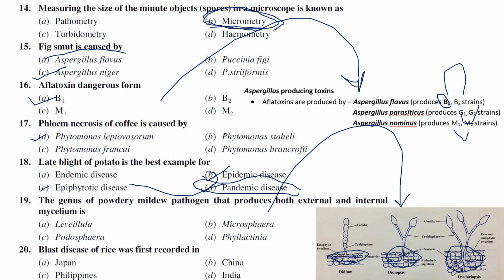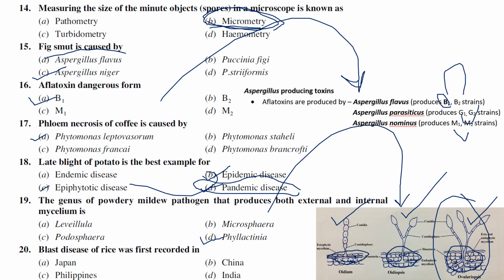So the Oidium type example is Erysiphe. Oidiopsis type example is Leveillula. Ovulariopsis type example is Phyllactinia. Now the answer is both internal and external, so only one kind of mycelium is not present. Ovulariopsis type example is Phyllactinia. So the answer is D, Phyllactinia. Regarding these types of powdery mildew, on the next slide I am going to explain the different types of powdery mildews that are there.